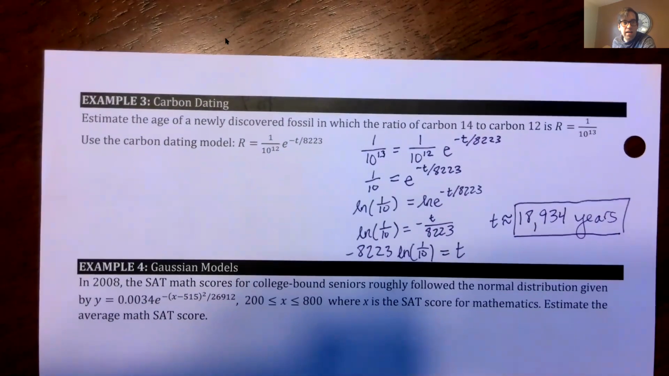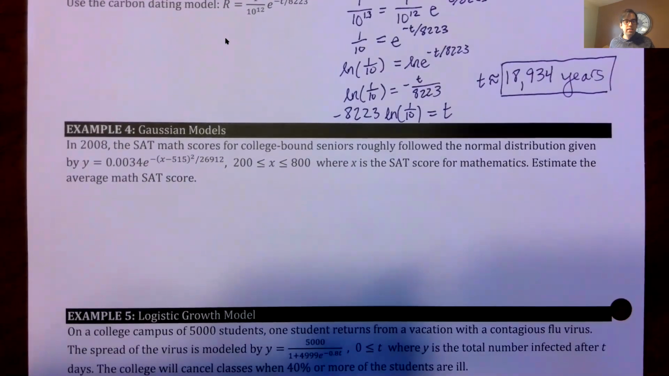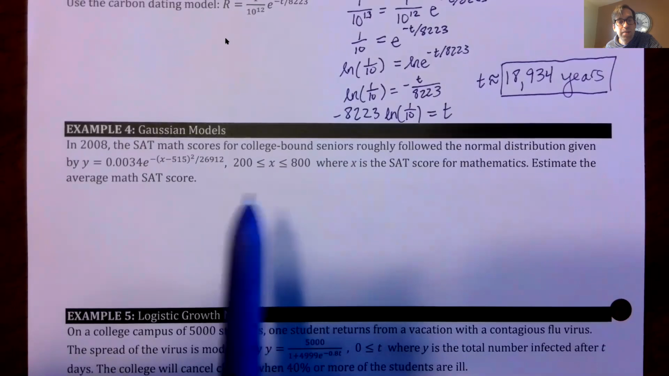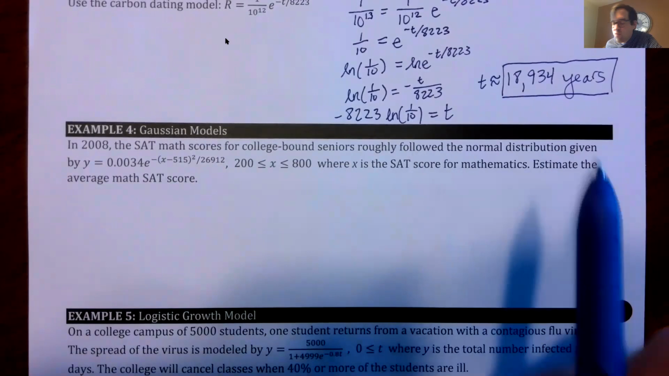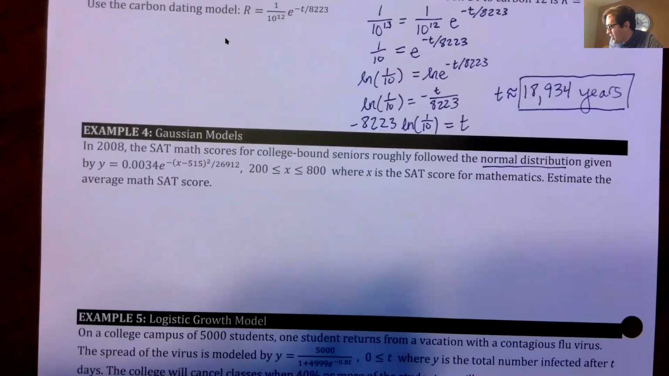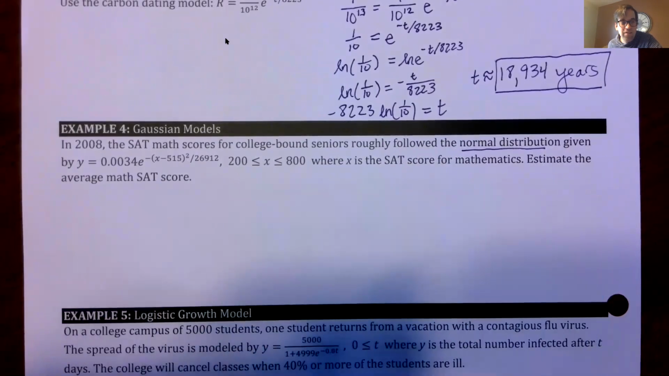There you go. Example 4, Gaussian models. In 2008, the SAT math scores for college-bound seniors roughly followed the normal distribution given by this equation, where x is the SAT score for math. Now that's actually interesting because I was a high school senior who graduated in 2008. So this is talking about my SAT math score. Interesting, interesting. I'll tell you, I was probably closer to the top of this interval. But anyway, estimate the average math SAT score.